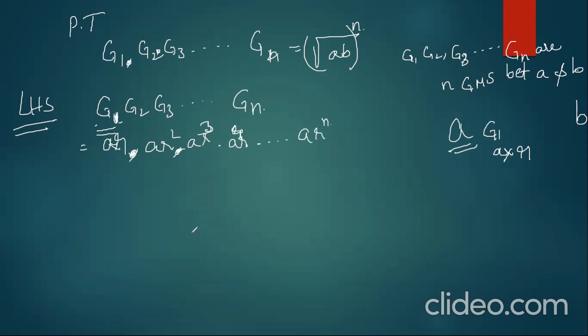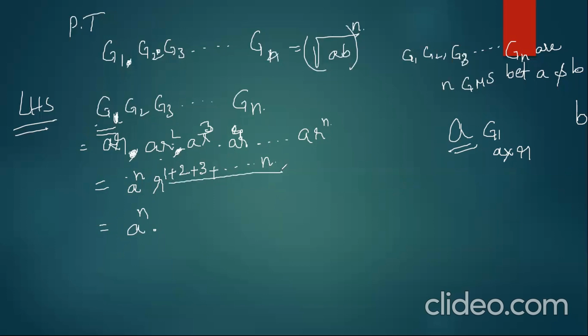So how do we write this now? Can I keep A into A into A, up to how many A's? n times you are taking, right? So can I write A power n now? Next, what about R? R to the power of 1, R to the power of 2, 3, 4, so on. Because all have the same base and different powers, we can add the powers directly. So A power n into R to the power of 1 plus 2 plus 3.